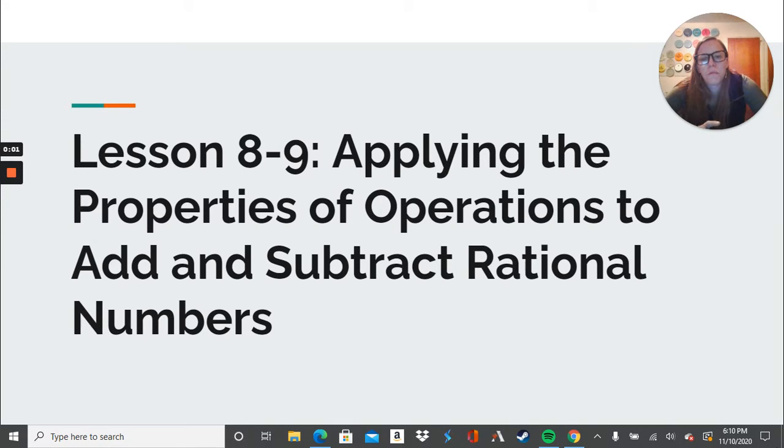Hey, 7th graders, we are moving on to our next lesson. So last lesson, number 7, we looked at addition and subtraction of rational numbers. Now we're looking at applying the properties of operations, so addition, subtraction, and so on, to add and subtract rational numbers.